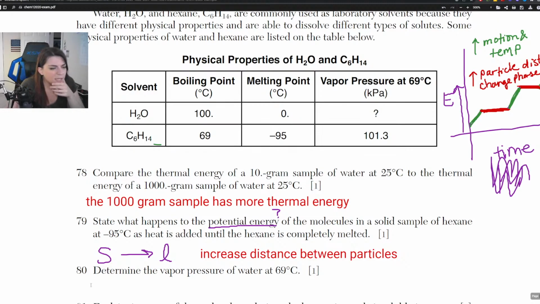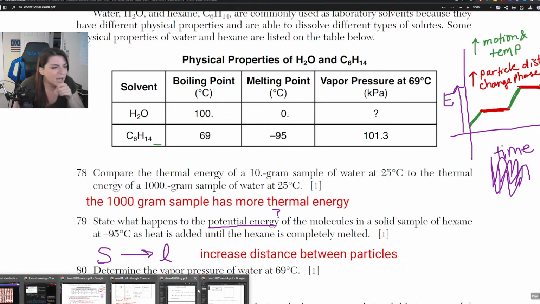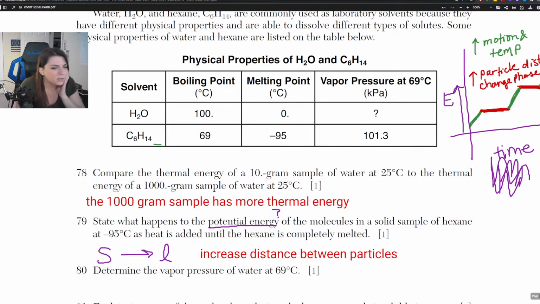I'm curious what the answer booklet has to say about this, because I don't love this because it starts at, oh no, it's fine, -95. I am still curious though. What do they say? That's the answer booklet. Where's the key?